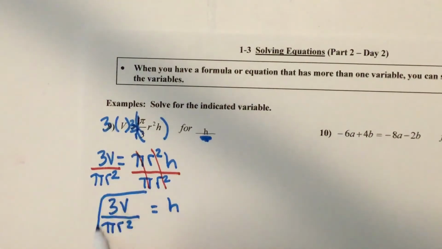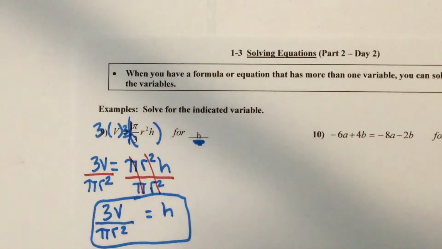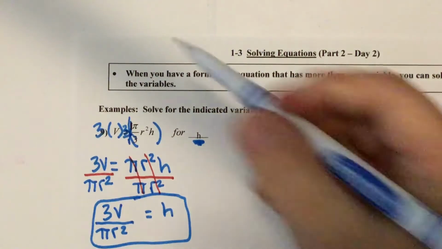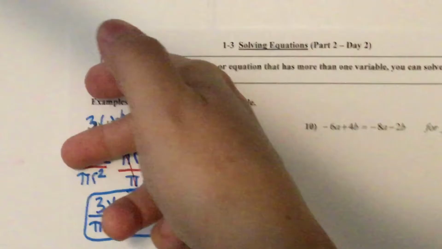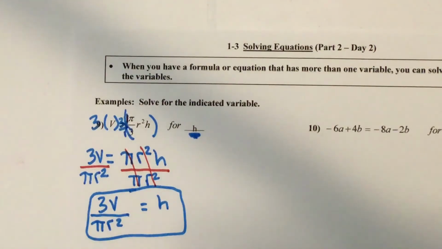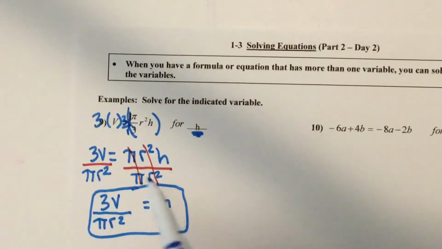Is it pretty? No. Was it hard? Hopefully not. All I did was I got rid of a fraction by multiplying by the reciprocal, and the only other thing I did was I got rid of multiplication with division. That was it. I only did 2 things to this problem. All right, let's look at the next one.